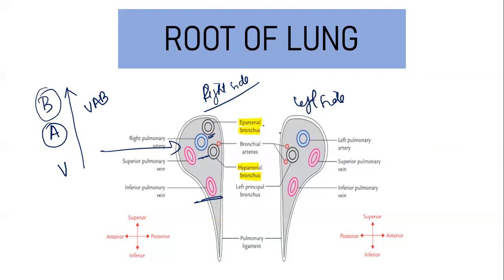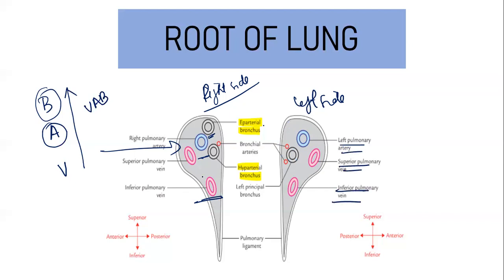Now on the left, you will have the pulmonary artery first. You will not have an epiarterial bronchus on the left side. Okay, so it starts with the pulmonary artery, right? Then you will have a bronchus. Then you have the inferior pulmonary vein, right? So these are the structures that form the root of the lung.